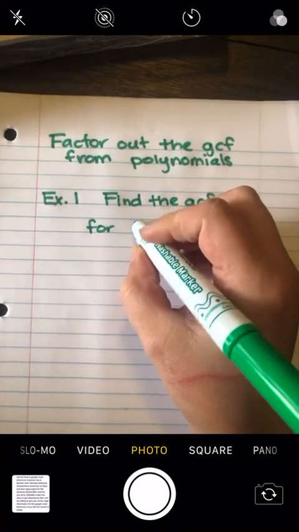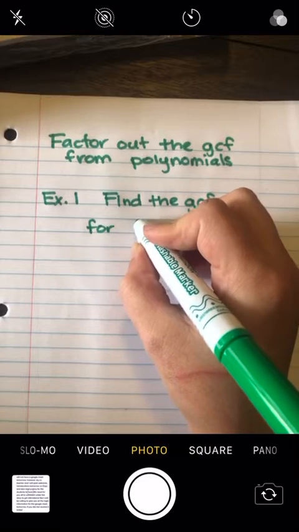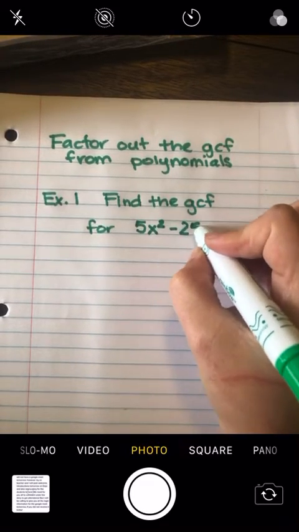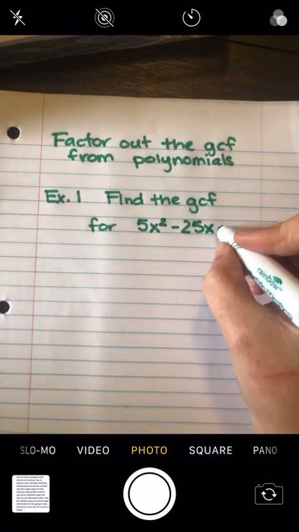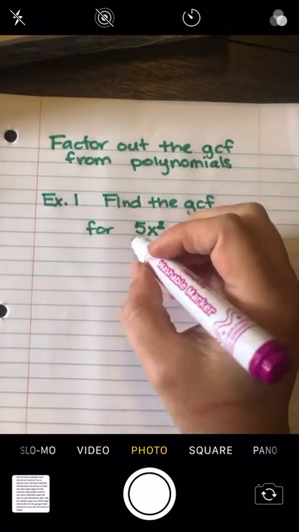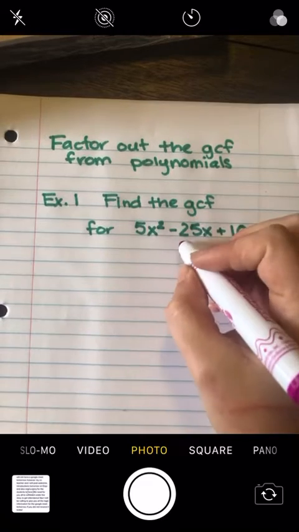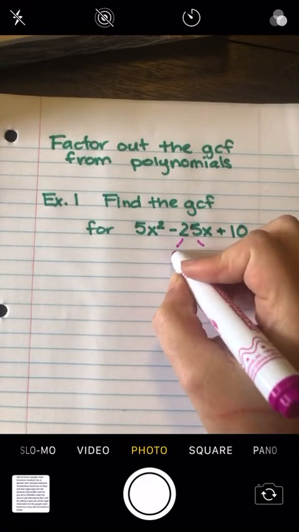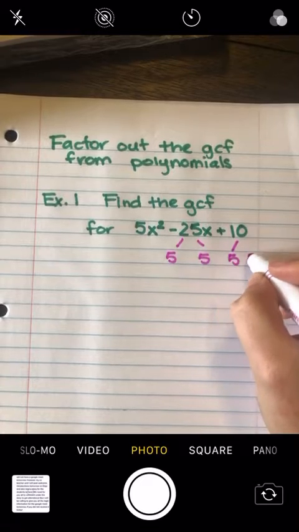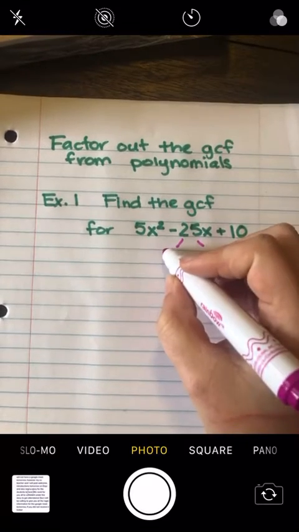Find the GCF for 5x squared minus 25x plus 10. All right, just like we've been doing with our whole numbers, we're going to do our factor trees. This one's already prime. Factor tree for 25 is 5 and 5. Factor tree for 10 is 5 times 2.